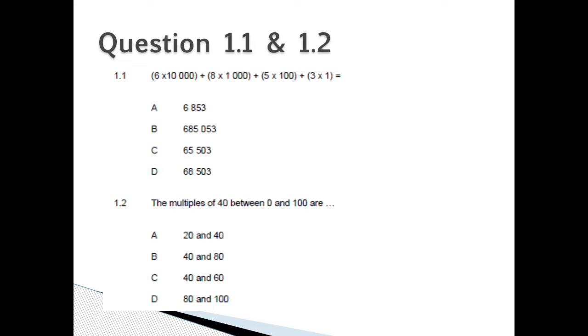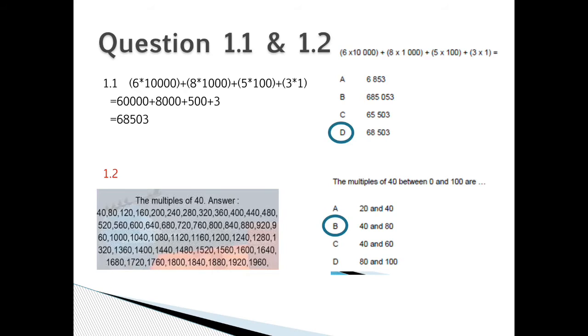Or D. 68,503. 1.2. The multiples of 40 between 0 and 100 are, is it A, 20 and 40, B, 40 and 80, C, 40 and 60, or D, 80 and 100? The correct answer for question 1.1 is 68,503. If you're looking at the multiples of 40 between 0 and 100, they are B, 40 and 80.